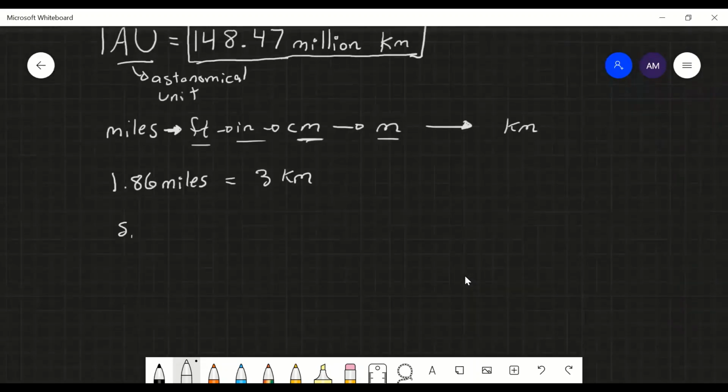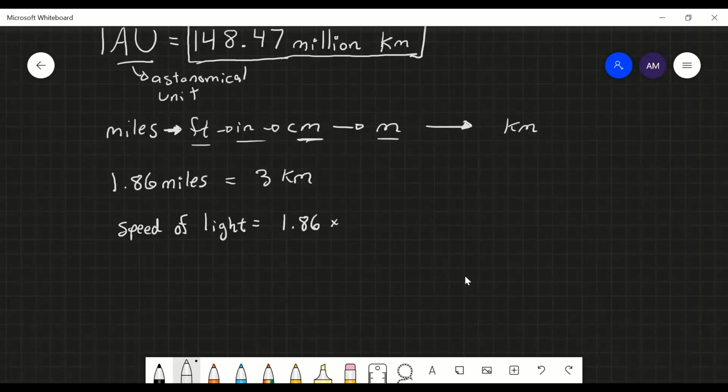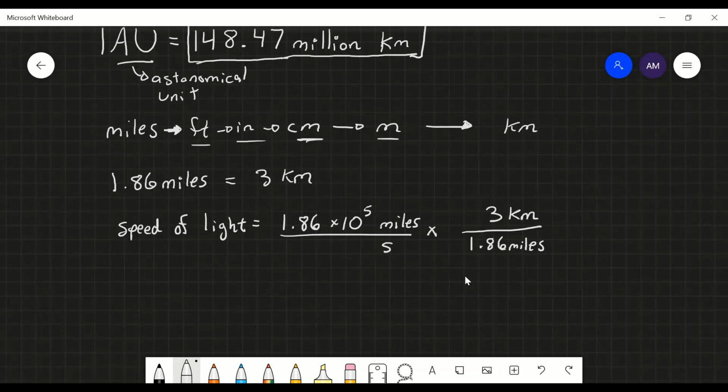So the speed of light is 1.86 times 10 to the 5 miles for every 1 second. And we know that 1.86 miles is the same as 3 kilometers. That cancels perfectly, with the 1.86 canceling the 1.86, the miles canceling the miles, and all we're left with is kilometers and seconds.